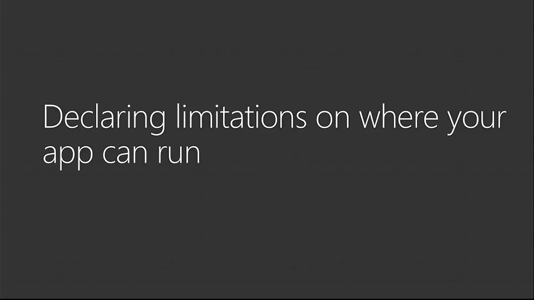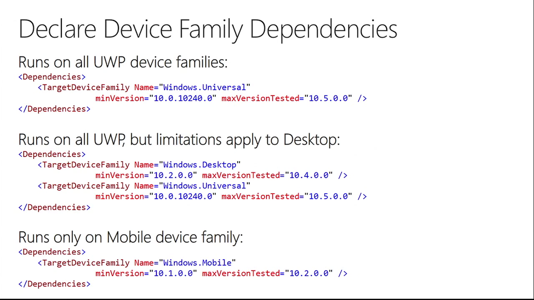So you're using this adaptive code, you're using extension SDK APIs. Maybe you don't bother putting that gating code on if it's only ever going to run on IoT, although it's probably good practice to do so. So you can actually declare in your app manifest limitations on where your app can run.